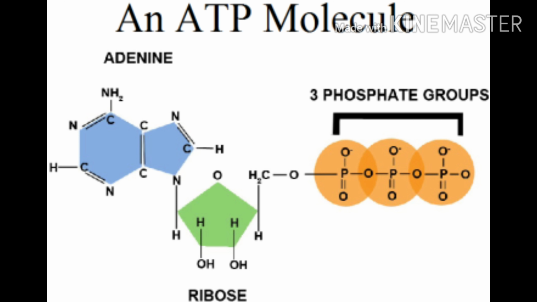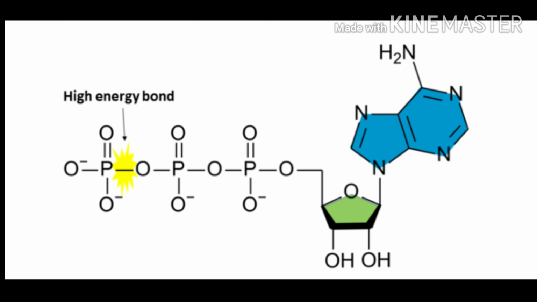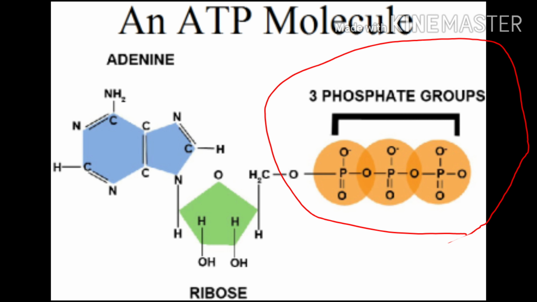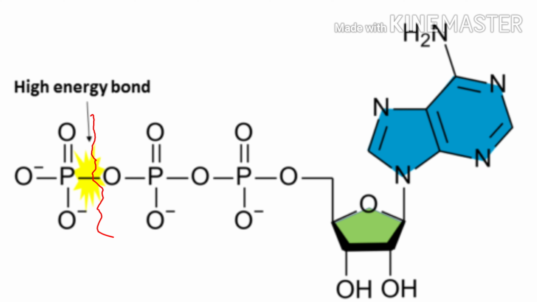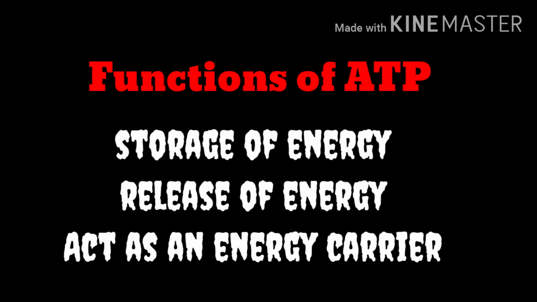The energy which is produced during anaerobic respiration as well as aerobic respiration can be stored in the form of ATP, adenosine triphosphate, as chemical energy. The energy needed for biological processes is released during the breakdown of ATP. We already know that adenosine triphosphate has 3 phosphate tails. By breaking of this phosphate tail, energy is released. For example, when ATP is broken, it becomes ADP. The function of ATP is storage of energy, release of energy, and acting as an energy carrier.